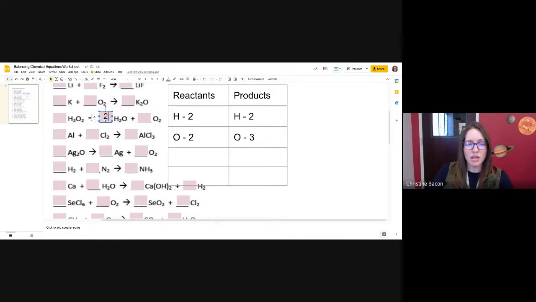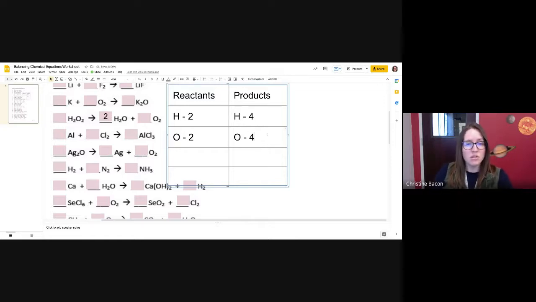Okay, so when I do that, that 2 multiplies the subscript of the hydrogen by 2. So now I have 4 hydrogens in my product, and the 2 multiplies the imaginary 1 subscript on the oxygen. So 2 times 1 is 2, plus the existing diatomic oxygen. So 2 plus 2 is 4.